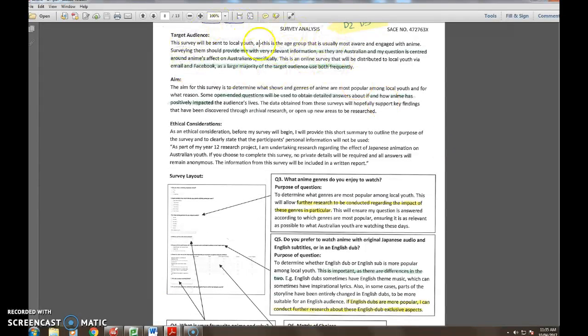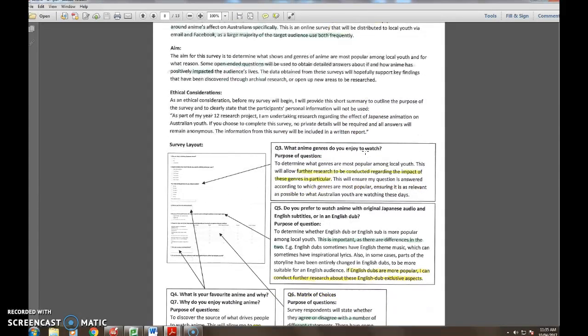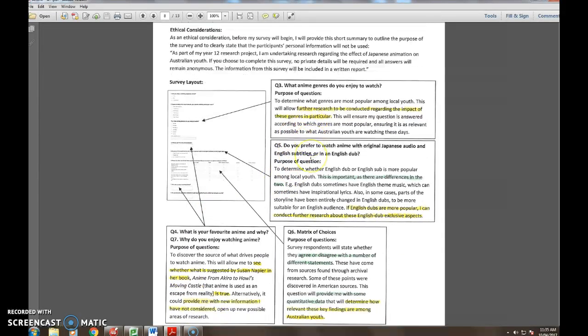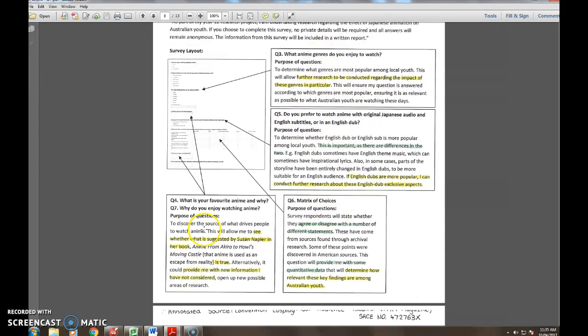As you can see at the top, they've discussed who their target audience was going to be and why, the aim of the survey, so what they were actually hoping to get out of it, ethical considerations, so the things that needed to be considered before they put their survey out there as far as ethics go, and if that's part of your capability, then that needs to go in there anyway. They've got their survey layout, so here's a screen capture of what their survey actually looks like, and then they've gone into a bit of a breakdown of each of the questions.